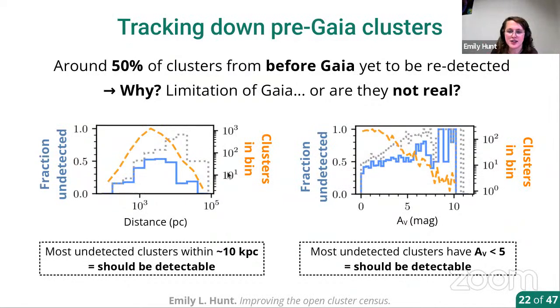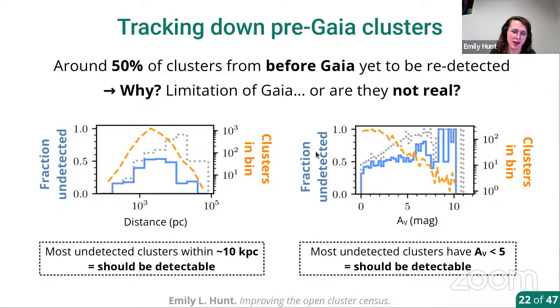In some cases, it does seem like Gaia limitations are at play, but I would say, based on the work that we've done, that actually a lot of these clusters reported from before Gaia are probably not real. When looking at the largest paper before Gaia, the MWSC catalog from Kharchenko et al. 2013, and trying to find which clusters from there we were able to redetect, a lot of people had said that Gaia is a visual instrument, so it probably can't detect clusters at high extinctions.